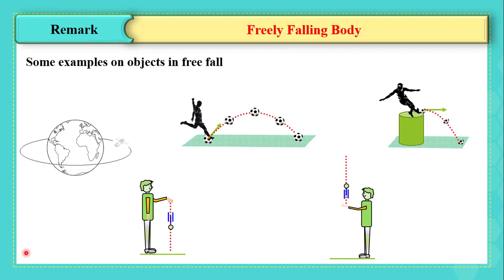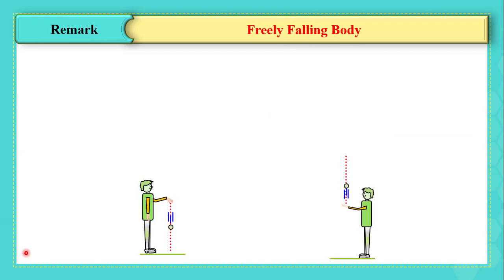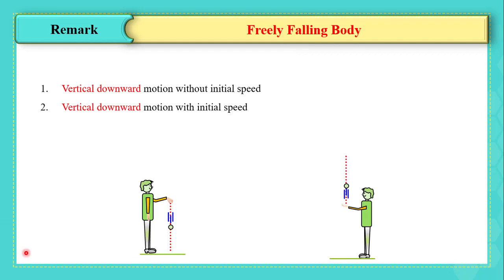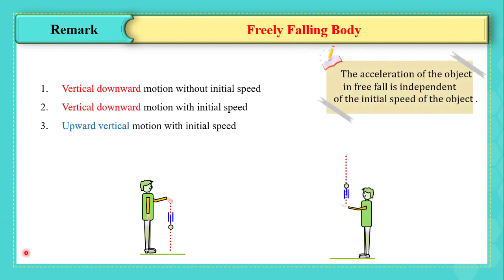This year, we are interested only in studying the vertical motion of a freely falling object. Throughout our study in this chapter, frictional forces are neglected unless they are mentioned, and we can distinguish between 3 different cases of vertical motion: the vertical downward motion without initial speed when the object is just released, the vertical downward motion with initial speed, and the upward vertical motion with an initial speed. Note that the acceleration of an object in free fall is independent of the initial speed of the object.